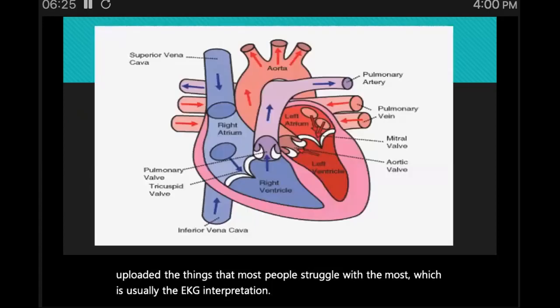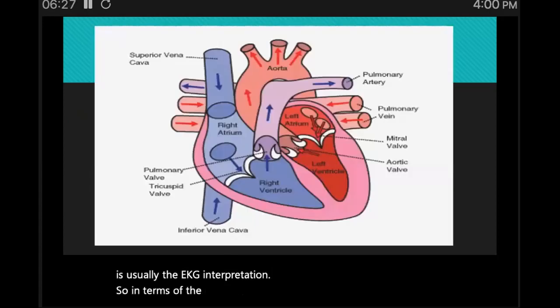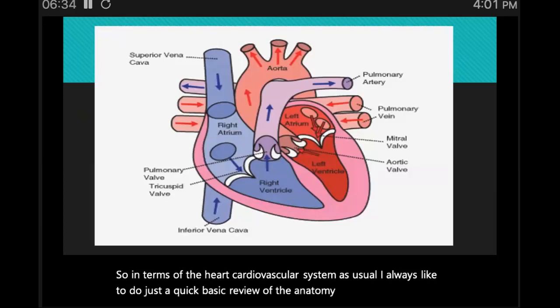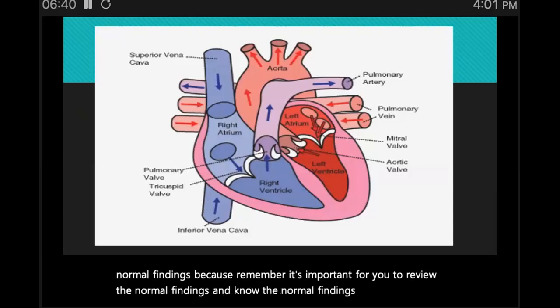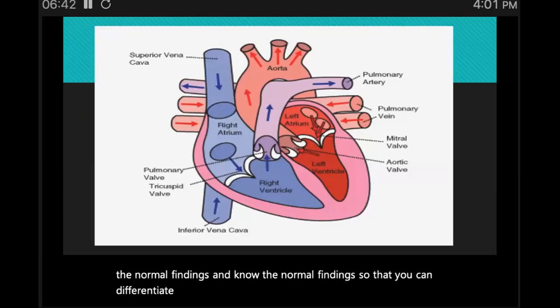Okay, so in terms of the heart, the cardiovascular system, as usual, I always like to do a quick basic review of the anatomy and review the normal findings, because remember, it's important for you to know the normal findings so that you can differentiate the abnormal findings or new abnormal things that have crept up on your patient as they present to you.